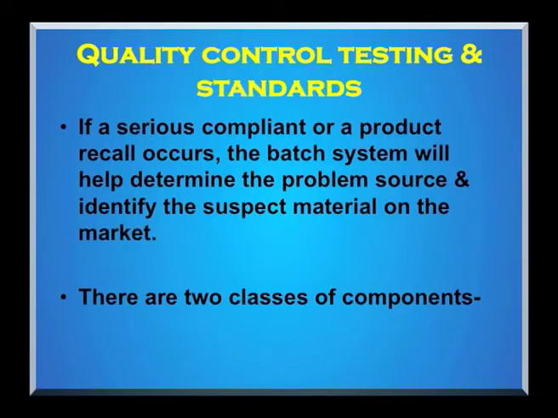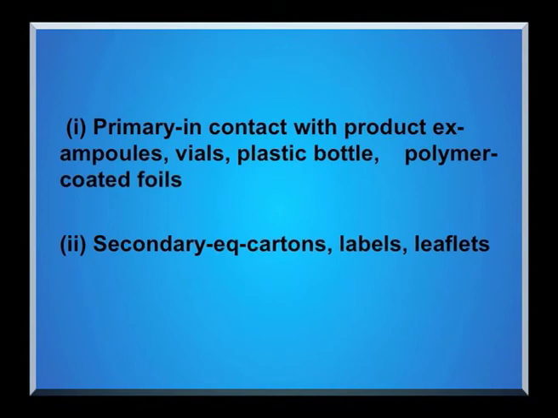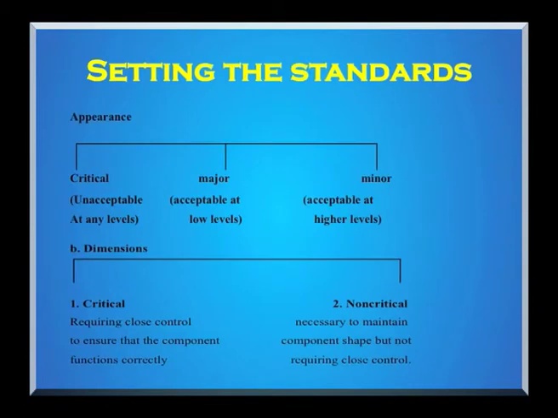Now move towards the third specification, quality control testing and standards. If a serious complaint or a product recall occurs, the batch system will help determine the problem source and identify the suspect material on the market. Basic testing is the same for both types of components, but additional testing is needed for primary components, such as component compatibility and chemical testing. Both must be tested during manufacture, that is in process control, to ensure the best quality of the product. The critical parameters are, first, setting the standards, in several distinct areas. First one is appearance.